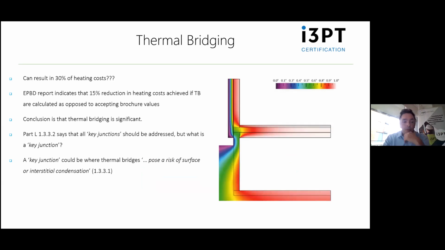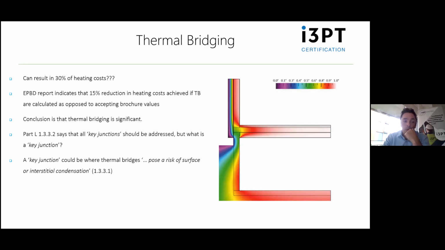So just to look at thermal bridges specifically, how important are they? It's a good starting point. Well, I have heard that thermal bridges can result in 30% of heat losses. I've also come across a report by the EPBD, which indicated you could achieve a 15% reduction in heating costs if thermal bridges are calculated as opposed to using brochure values. But in any case, what you can say for sure is that thermal bridges are significant.